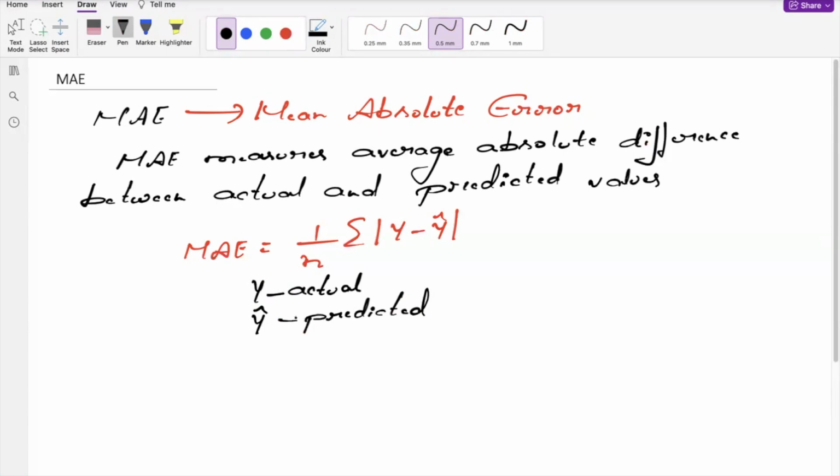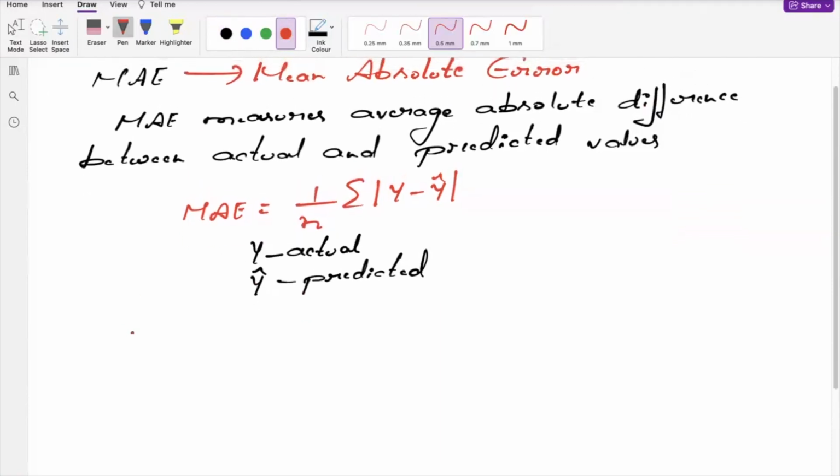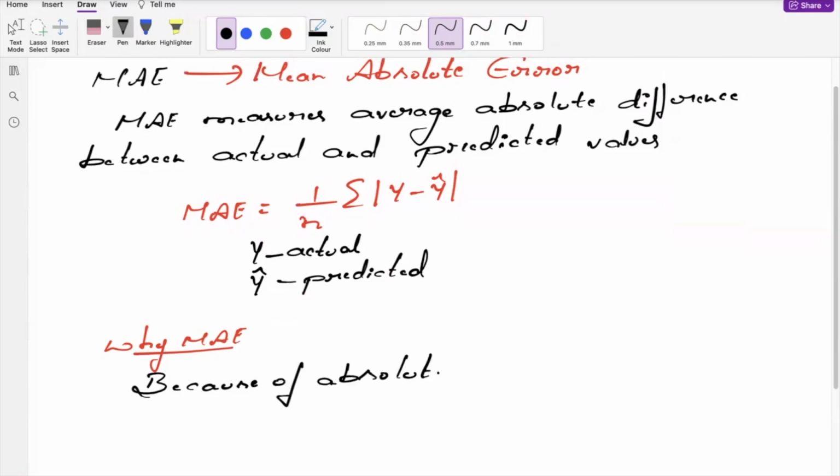Now you might have a question: why MAE? Why are we going with the MAE value? One important thing is that since it uses absolute value, it converts all negative errors into positive errors. Because of that absolute nature, it converts all negative errors to positive.